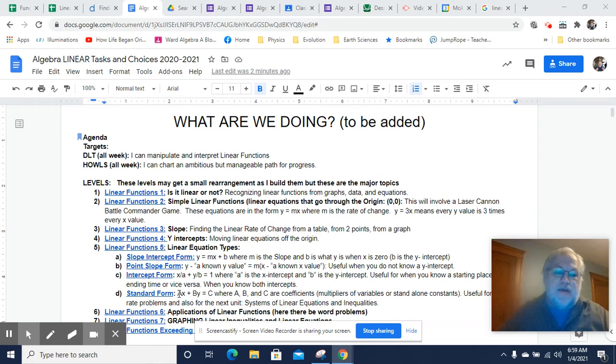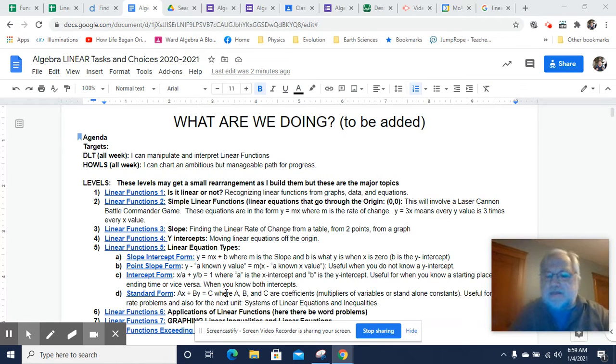A second thing is the standard form is going to show up a lot in the next unit, which is on systems of equations, where you're trying to figure out where 2 different linear equations intersect with each other. And the standard form is going to play a big role there.